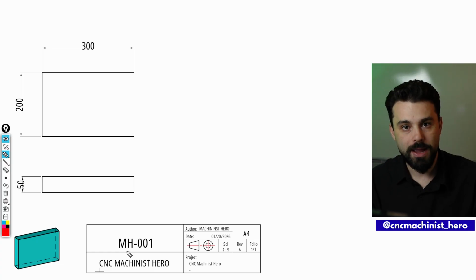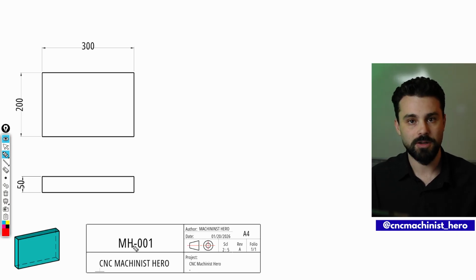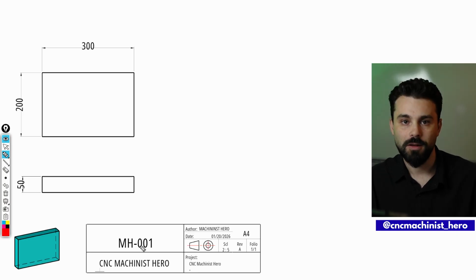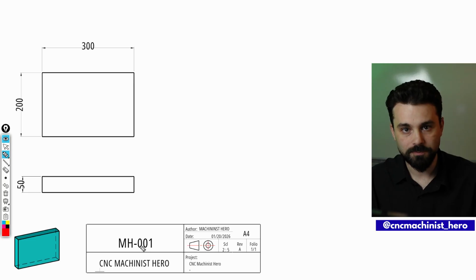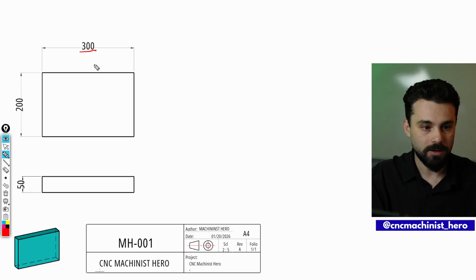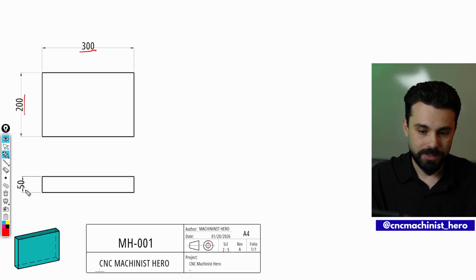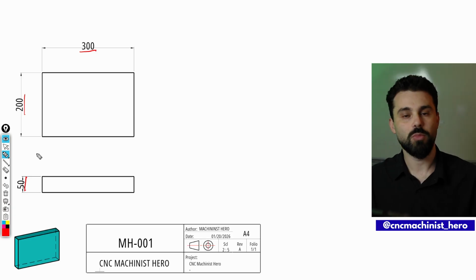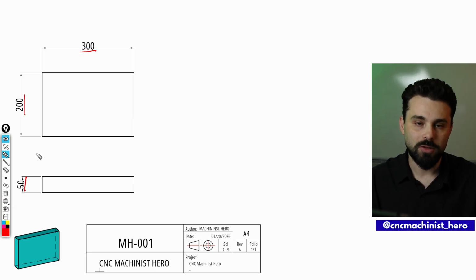To show you how to create a CNC program from scratch, I brought this part. It's MH001. It's part number 1 of the Machinist Hero library parts, and it's a very simple rectangle. So let's analyze some of these measurements. We have a length of 300 here, a width of 200, and a thickness of 50 here. These are the most important information that we need to program this part.